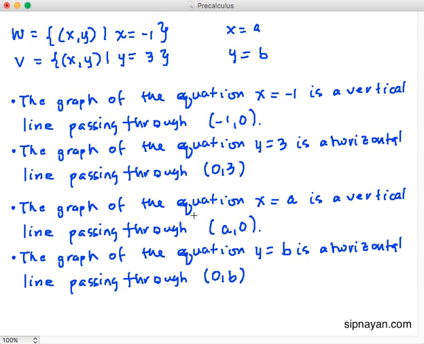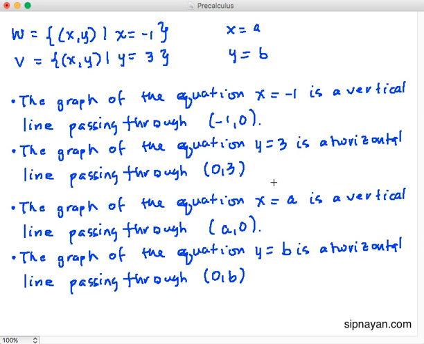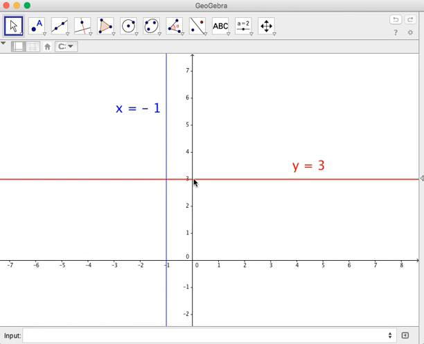The graph of the equation x equals a is a vertical line passing through (a, 0), and the graph of the equation y equals b is a horizontal line passing through (0, b). We did not discuss (0, b) much, but the intersection is like the (0, 3) earlier for the horizontal line. It's (0, 3) because we look at the coordinate of x, which is 0, and then 3. Okay, so I think that's it.